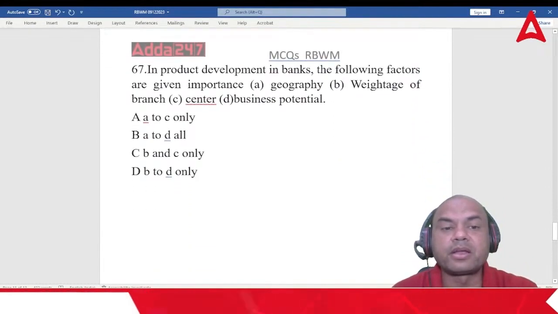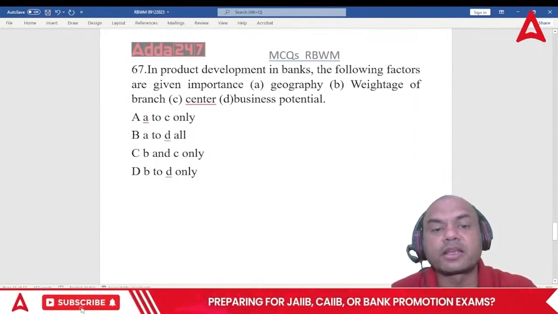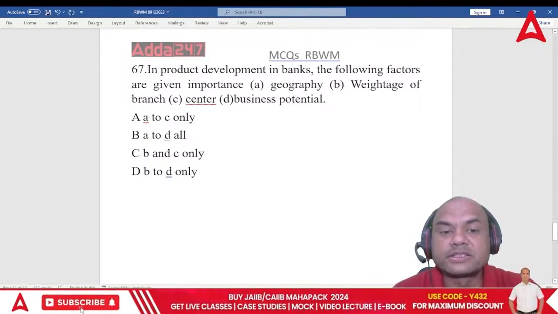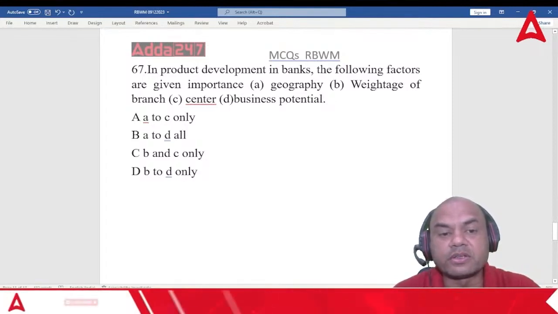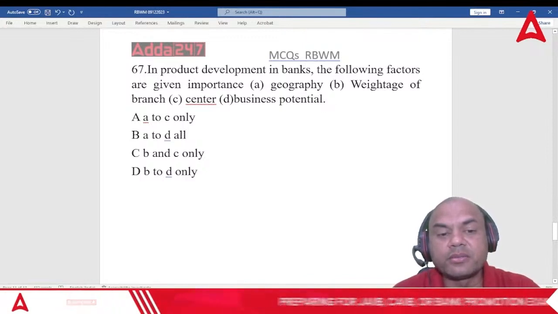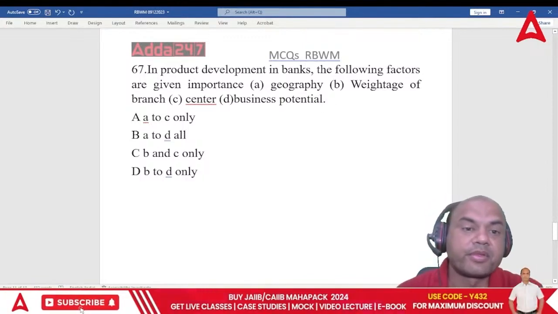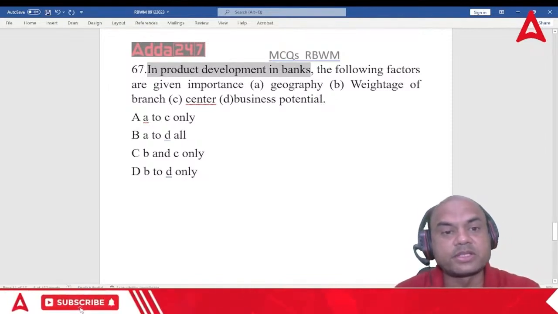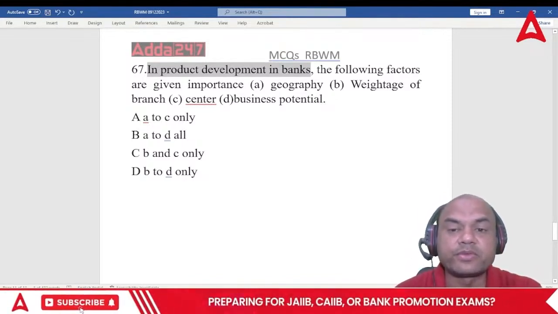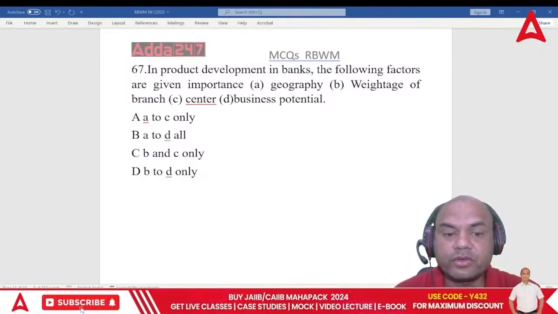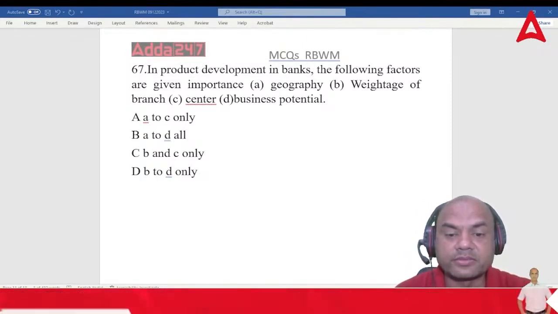In product development in banks, the following factors are given weightage: geography, weightage of branch, center and business potential. The options are A to C all, A to D all, B and C only, B and D only. So what do you think? See this, in product development in banks, the following features are given the weightage. Which features are given the weightage?